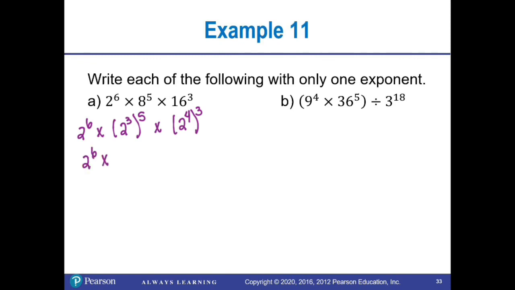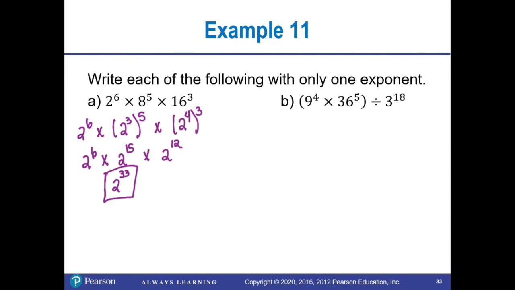Bring down the 2 to the 6th. A power to a power, we multiply. So 3 times 5 gives us a power of 15. 4 times 3 is going to give us a power of 12, so we have 2 to the 12th. Notice here, I am multiplying like bases, so I add the powers. 6 plus 15 plus 12 is 33, so I have 2 to the 33rd power.